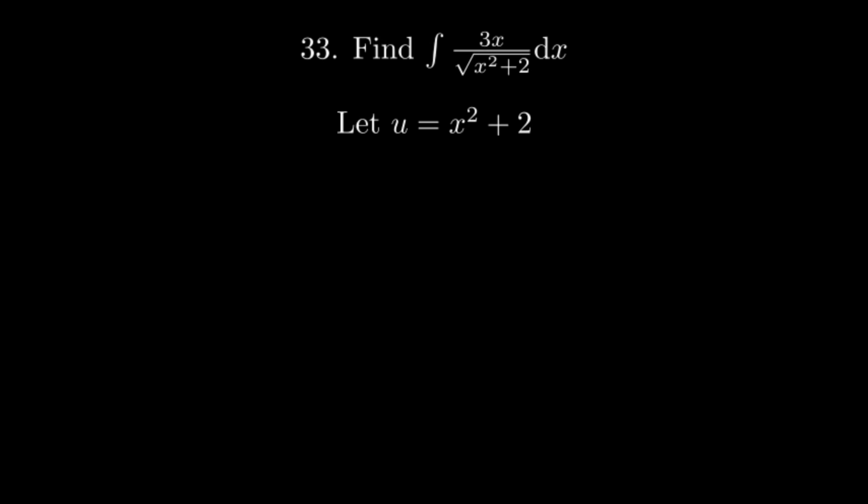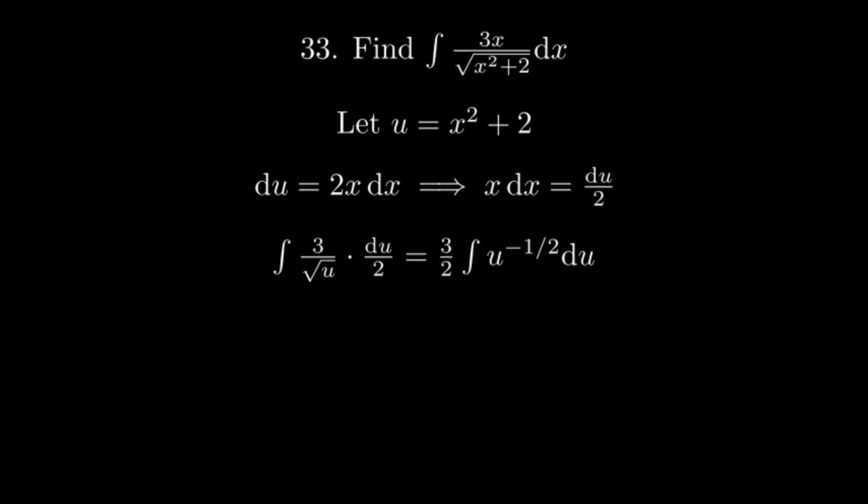Let's solve question 33. We need to find the integral of 3x over the square root of x squared plus 2 dx. We can use u substitution here. Let u equals x squared plus 2. Then du equals 2x dx, which means x dx equals du/2.